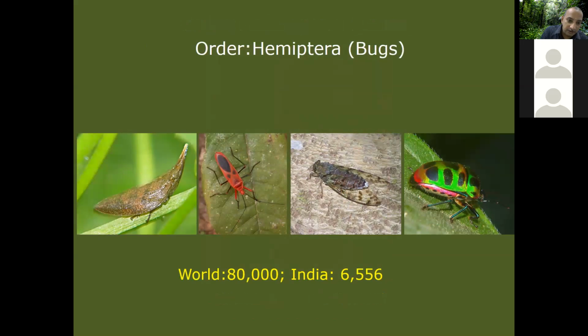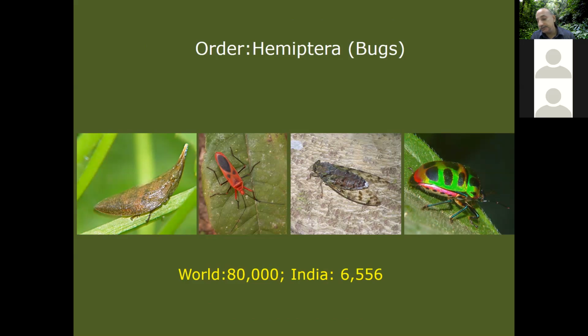Then comes one of the most diverse groups, the Hemiptera, or bugs. We have more than 6,000 species, and people are still discovering several new species of bugs. You have terrestrial and aquatic bugs. The terrestrial bugs are mostly phytophagous. They feed on several crop plants, and they cause very serious damage to agricultural products.